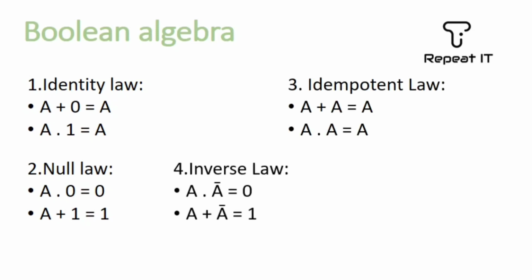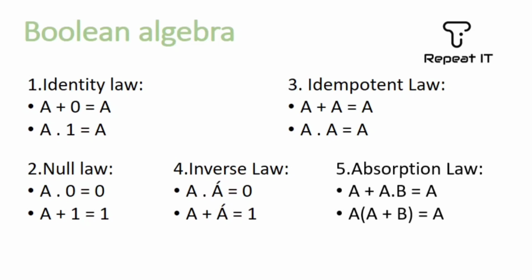According to the inverse law, if you multiply any value by its opposite value, the result is always 0, and if you add them up, the result will be 1. The absorption law states that if we have the expressions shown on the screen, the result will be just A regardless of the value of the other operand.